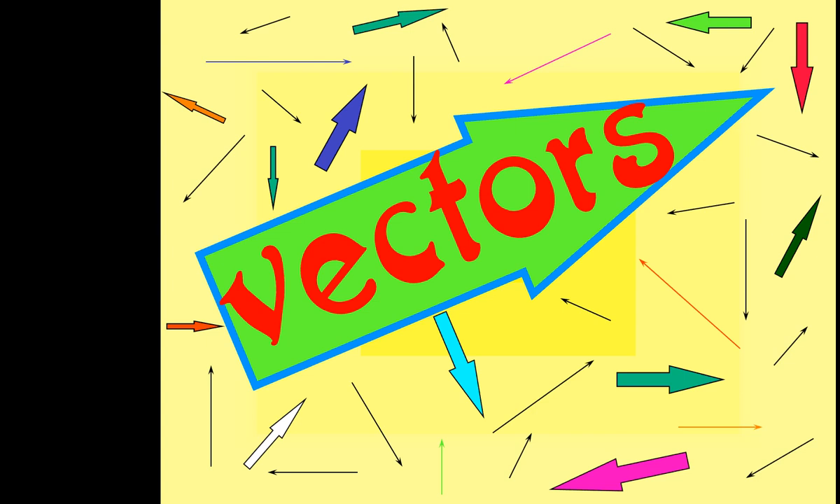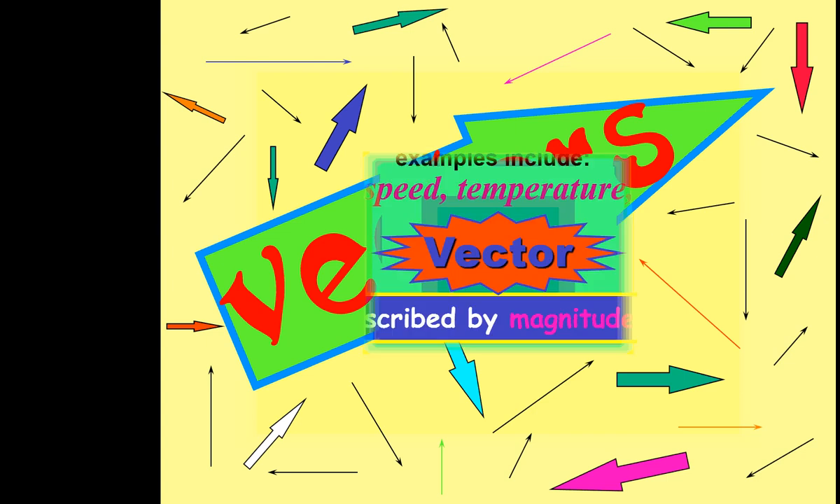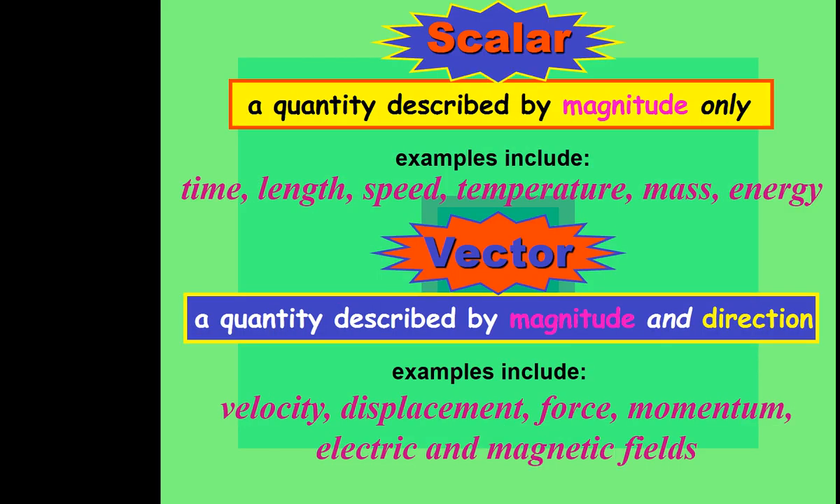Hello and welcome to the lesson, which is on vector basics. So remember, vectors have a magnitude and a direction, as opposed to a scalar. So there's vectors and there's scalars. A scalar is just a quantity that has a magnitude only, so a size only. It doesn't have size and direction. So a scalar is a quantity described by magnitude only.